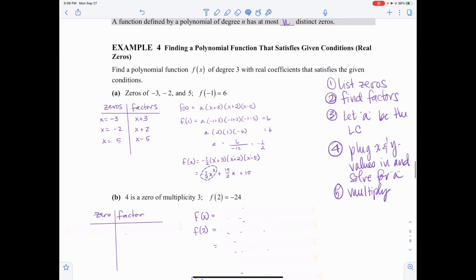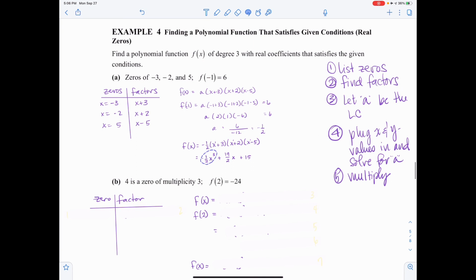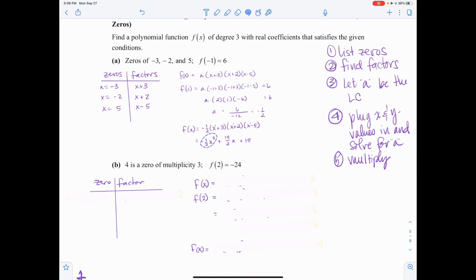All right, let's do another one of these. Same concept. In fact, if I were you, I would pause the video and see if you can do this second one on your own without my help. The first thing I'm going to do is list my zeros. Well, I only have 1 zero, but notice that it says, they're using a new word on you here, with a multiplicity of 3.